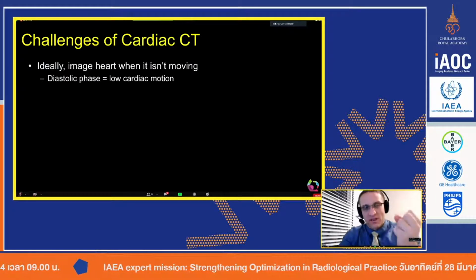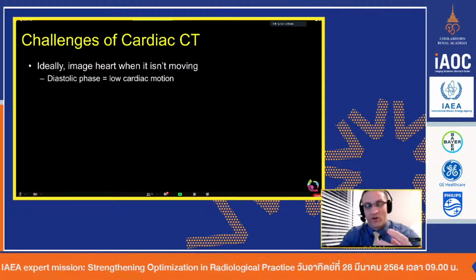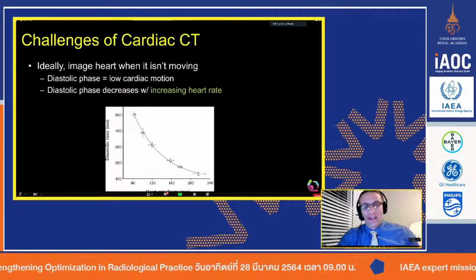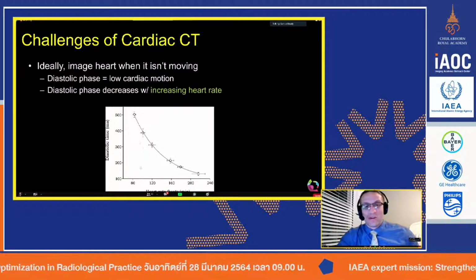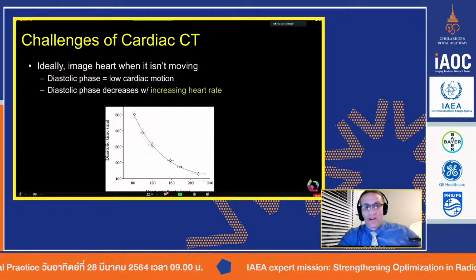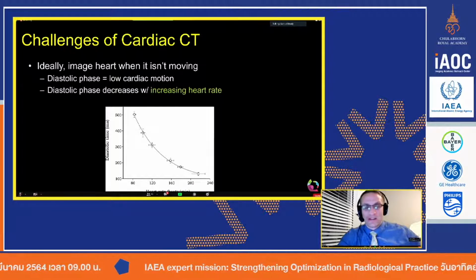So we go systolic to diastolic. There's going to be that moment where it actually has low cardiac motion. And so people have gone out and they've measured this. Depending on your heart rate, how fast your heart's beating along the x-axis right here, tells you how long the heart will be in a diastolic phase.